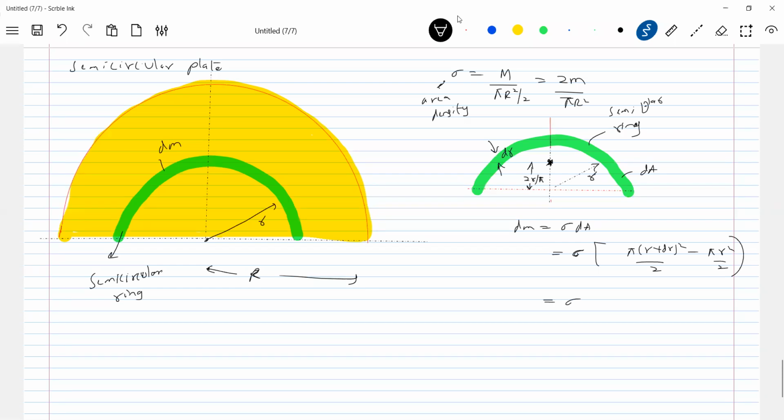So this should be equal to how much? Sigma by 2. dr is very small, so dr square will be negligible. So total how much will we get? dm should be equal to sigma into what is the value of dA? dA will be only pi r dr. This is the mass of that elemental strip.